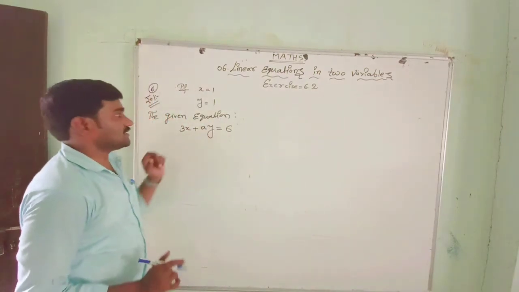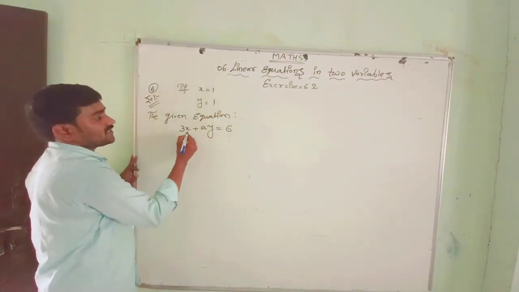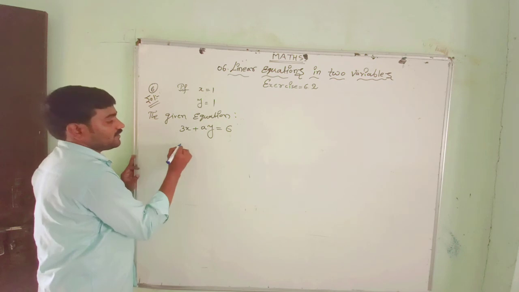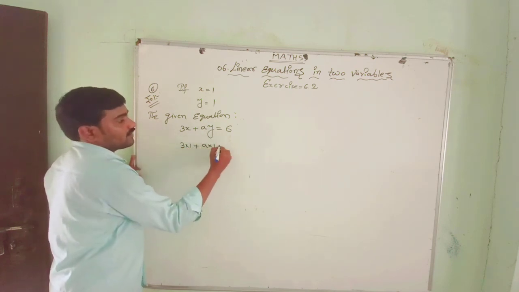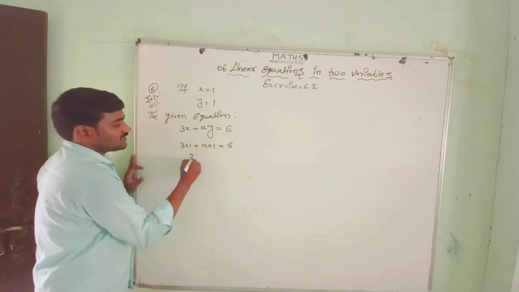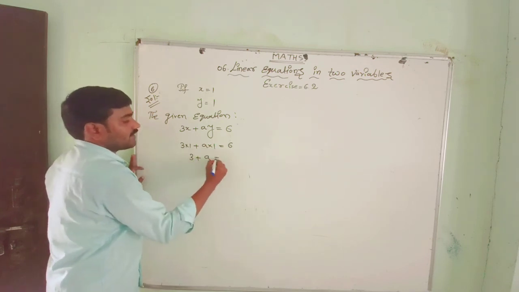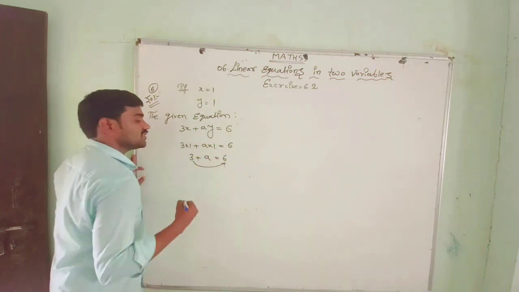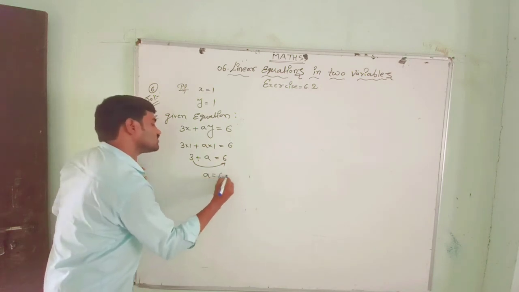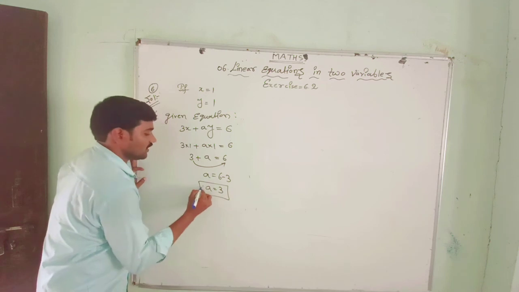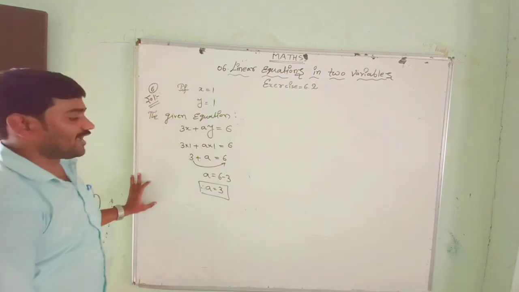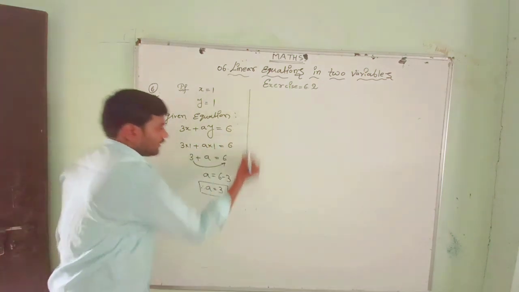It is an ay, so what should be in the a place? Wherever x is present, you put 1, and y also you put 1. 3 into 1 plus a into 1, that equal to 6. 3 ones are 3 plus a into 1 is a, that equal to 6. This plus 3 you transfer this side, a equal to 6 minus 3, then a equal to 3. Completed. Therefore the value of a equal to 3.